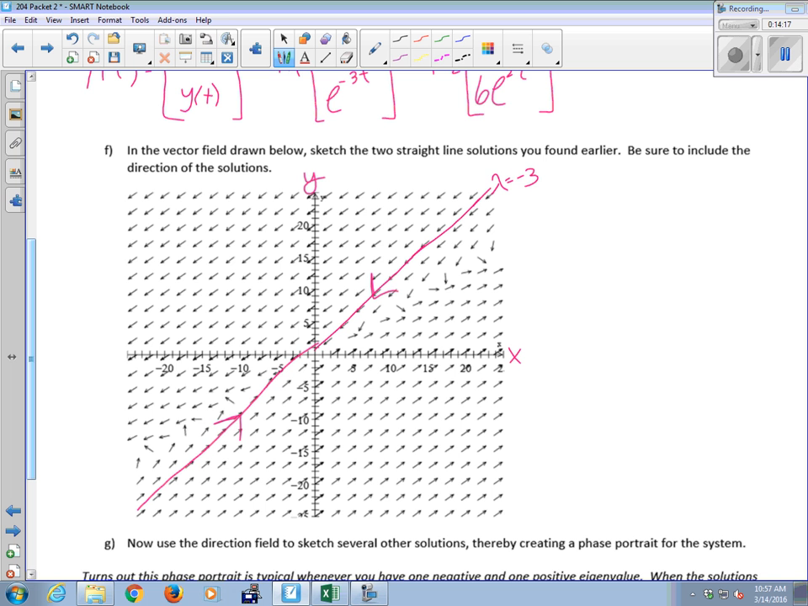The other straight line solution is 11, 6. So let's see, if I plot 11, 6, I'm supposed to get a straight line solution. So I think it's like 11, 6. Looks kind of like this. And the arrows are pointing out on this one. Arrows are pointing away from the origin because that one corresponded to lambda equals 2.